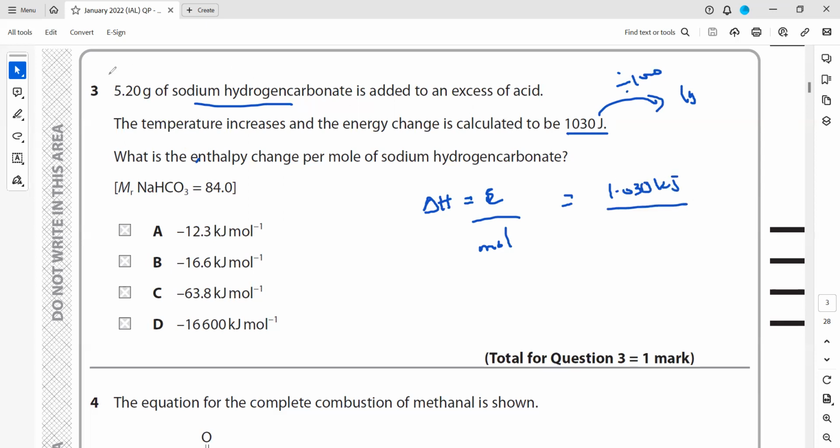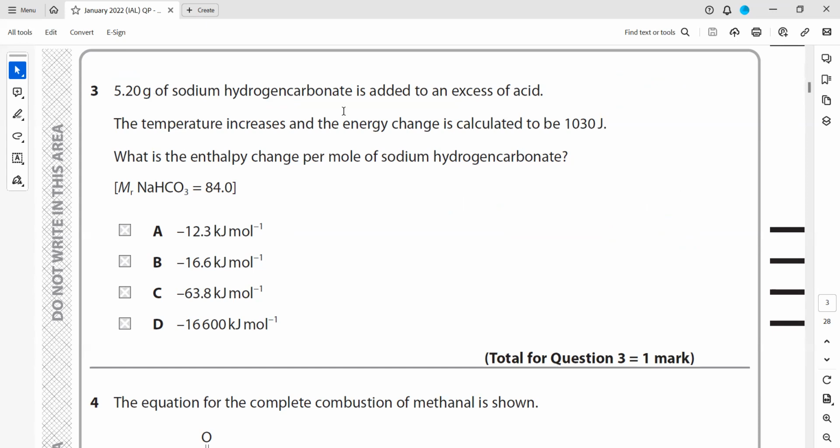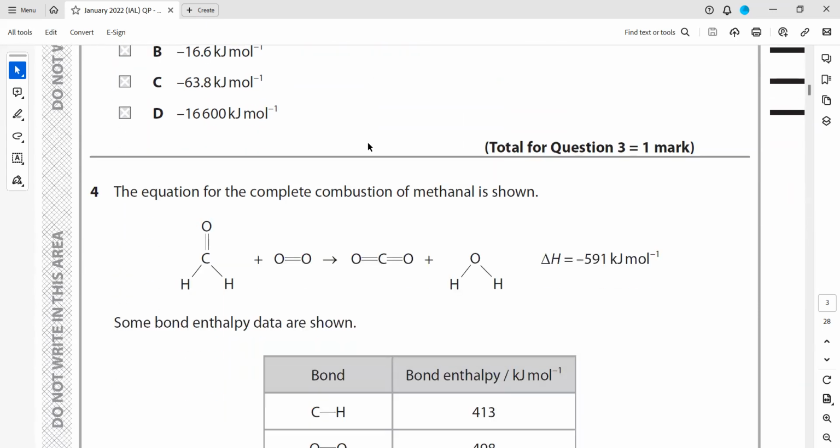And what about the moles? Moles equal mass in grams over molar mass. So mass in grams is 5.2 and the molar mass is 84. That's given to us. This will give us the moles. And enthalpy divided by this will get the enthalpy change per mole. Because the temperature is increasing, the reaction is exothermic, and the calculated value will be 16.6 kilojoules per mole when we simplify this. So when energy is given in joules, don't forget to convert into kilojoules.